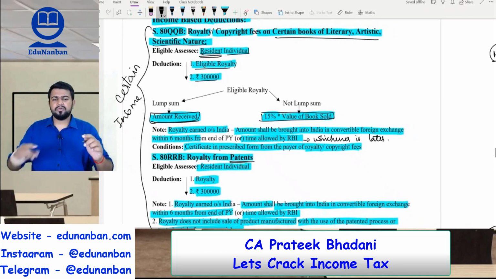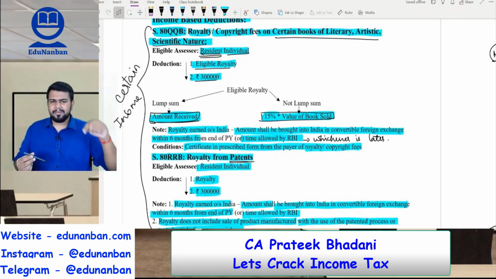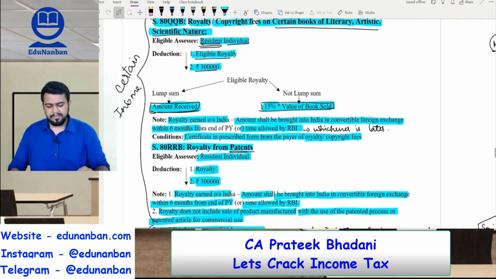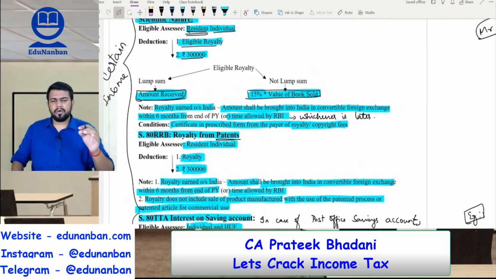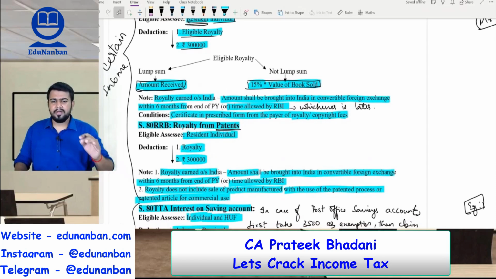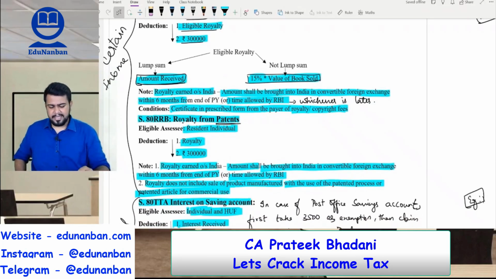So first what you should do, first put the royalty amount as income, okay, then claim it as deduction. Deduction will be eligible royalty or 3 lakhs, whichever is lower. However, if royalty is earned from outside India, then make sure that the amount is brought into India in convertible foreign exchange within 6 months from the end of the previous year, or the time allowed by RBI, as the case may be.